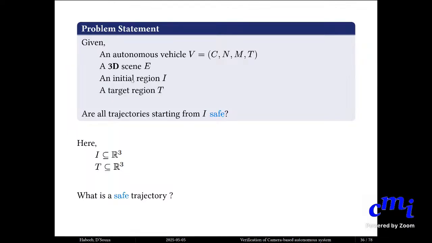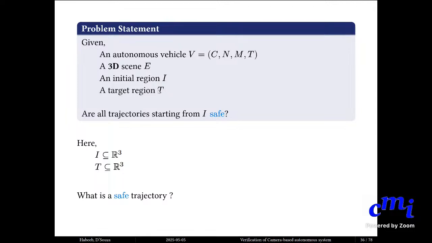So there is one initial region, which is a set of points from where we can start. There is one target region, T, a set of points where my vehicle must stop. I mean, every trajectory coming out from my vehicle, which my neural network is giving, should end in this target region only. So I'll be verifying that all trajectories starting from I are safe. Safe implies that all the trajectories end at some point in T.